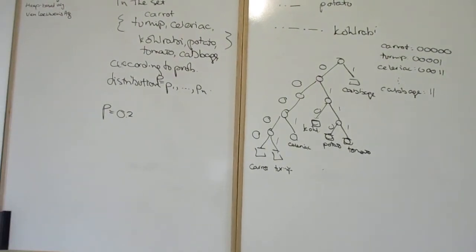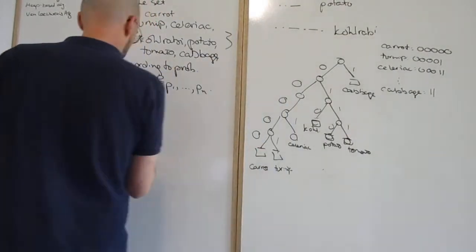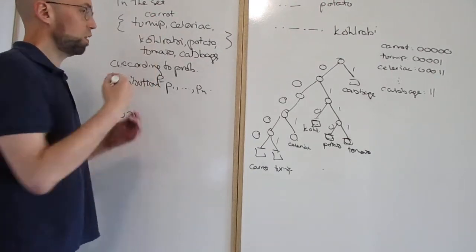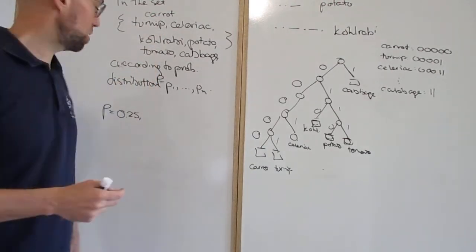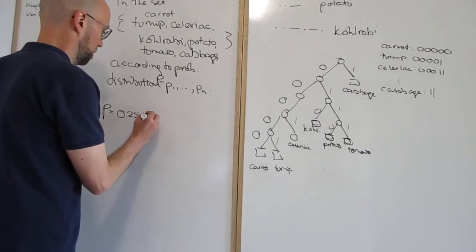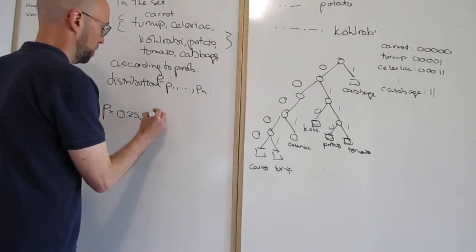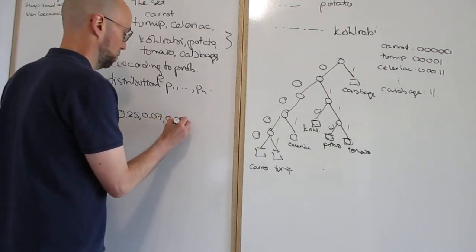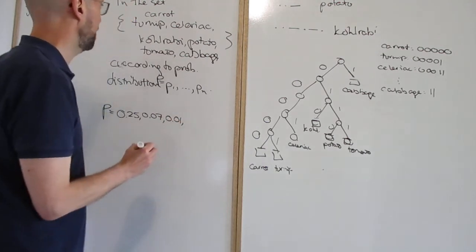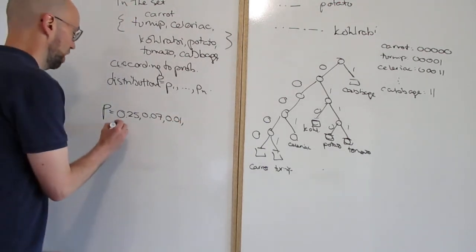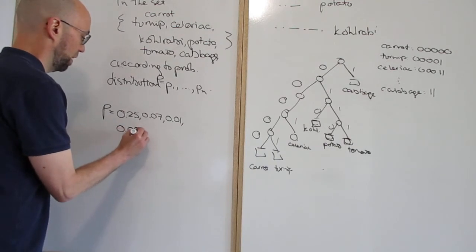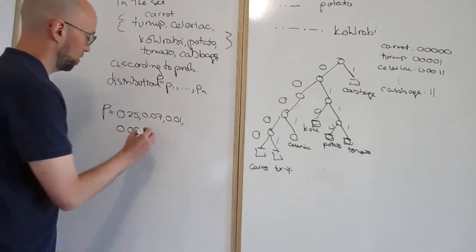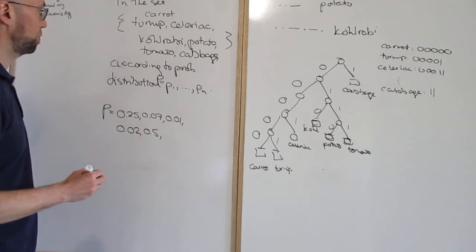Okay. So people seem to like carrots. Let's say that 25% of the vegetables you eat are carrots, and 25% of the time I get carrots in my veggie box. Let's say 7% of the time I get turnips, and 1% of the time I get celeriac, that's why I didn't recognize it. 2% of the time I get kohlrabi, and now I have to make sure this adds up to 50% of the time I get potatoes.